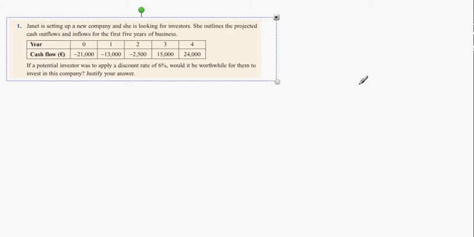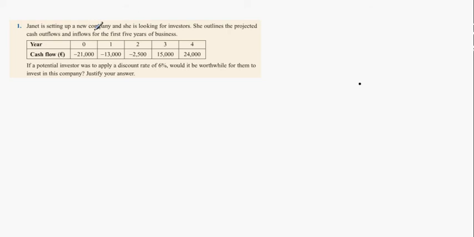So if you look at the following question, Jeanette is setting up a new company, she's looking for investors. She outlines the projected cash outflows and inflows for the first 5 years. So here's the first 5 years. Okay, so you're making a loss in the first 3 years and then you're making a gain in the last 2. If a potential investor was to apply a discount rate of 6%, would it be worthwhile for the investor? Justify your answer. Now, what you're doing is net present value.